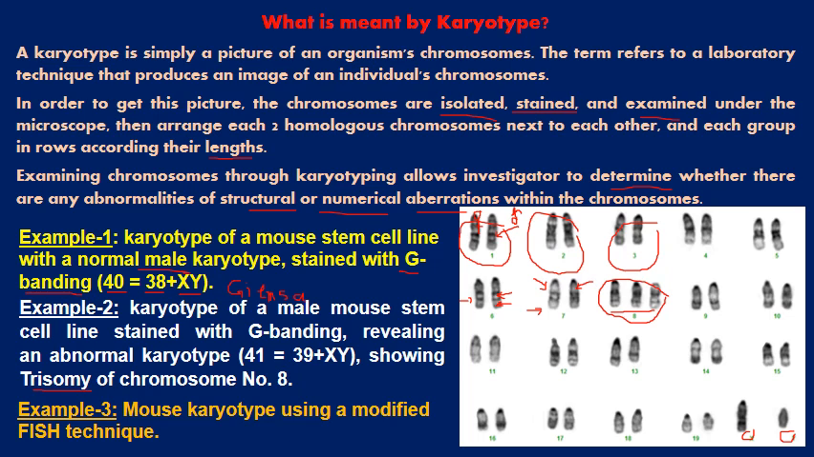So the karyotype, as mentioned before, shows and determines structural or numerical aberrations. In this case, this picture is used to determine numerical aberrations, as you see.